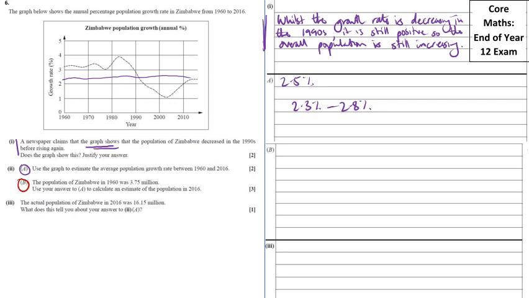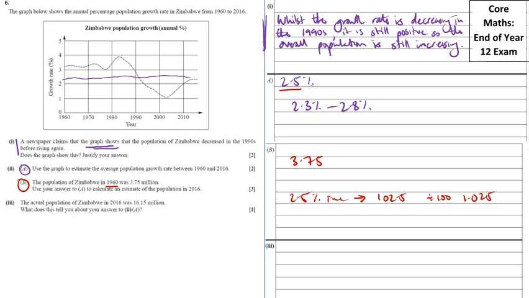Then told that in 1960 the population was 3.75 million. And we had to use this answer here to calculate an estimate of the population in 2016. So with that, we need to use our compound growth formula. So we need to change a 2.5% increase into a multiplier. And we do that by adding 100% to it. And then we divide it by 100. And that gives us our multiplier.